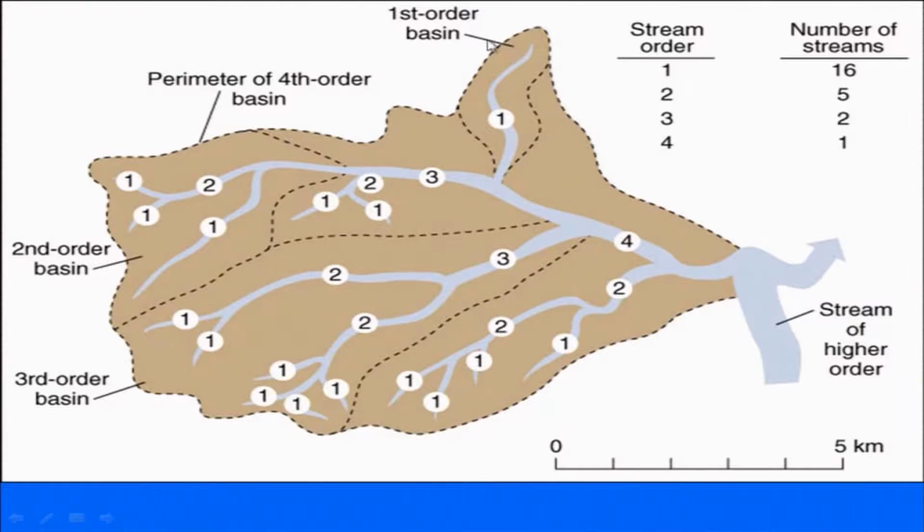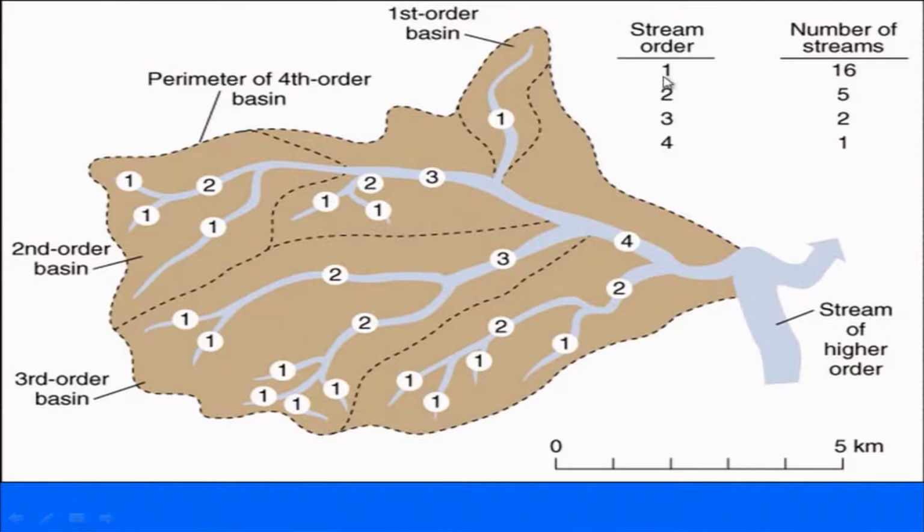So this basin in particular is the fourth order basin, and within the fourth order basin we have sub basins. This basin is the third order basin, and this is a second order basin. Similarly, this is also a second order basin, and this count is important because it will give you the bifurcation ratio between the first order and the next higher order.